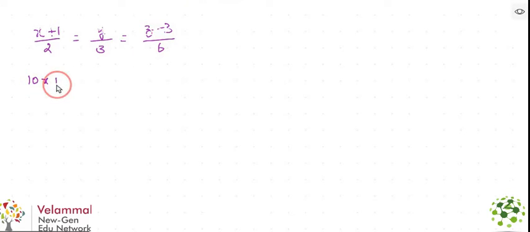Find the angle between the line (x plus 1) divided by 2 equal to y divided by 3 equal to (z minus 3) divided by 6 and the plane 10x plus 2y minus 11z equal to 3. So what is the direction of this?